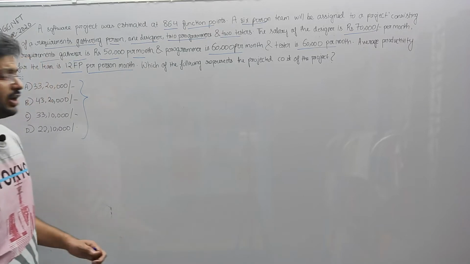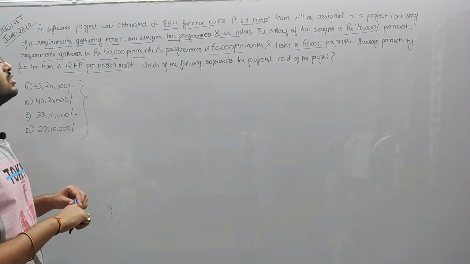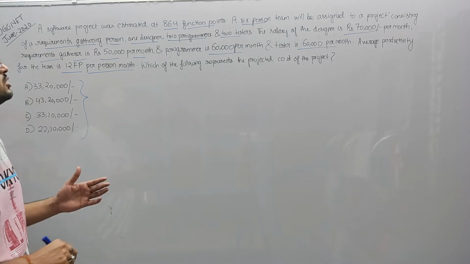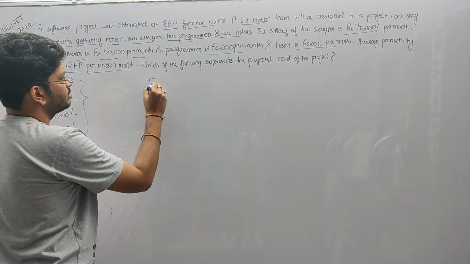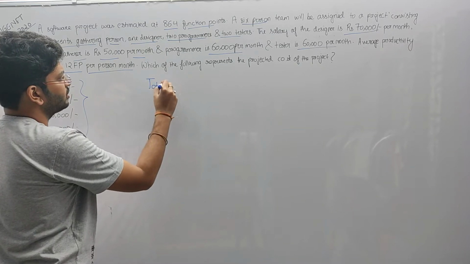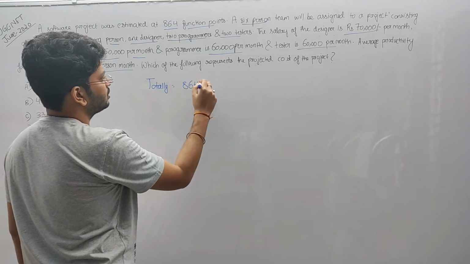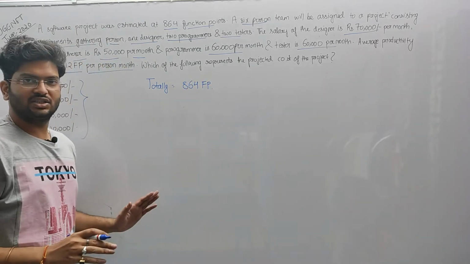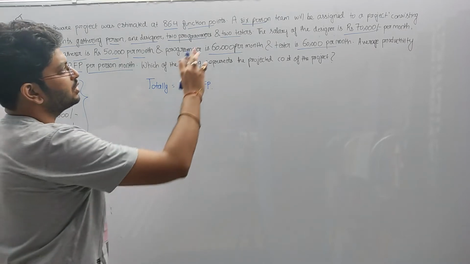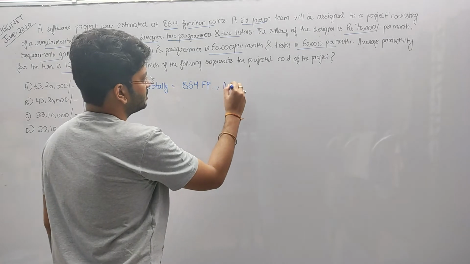So here basically we have to find out the projected cost of the project. So how will I have to start it? Basically we will go with the function points. So in this case, totally there are 864 function points. We are having a 6-person team, number of persons we have is 6.